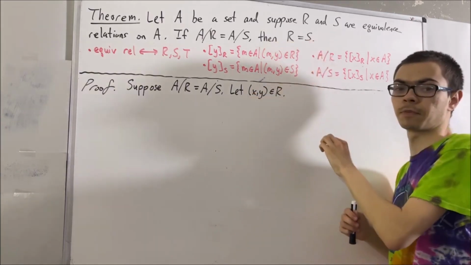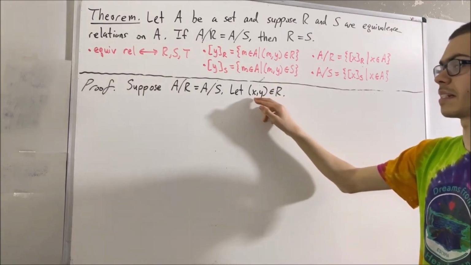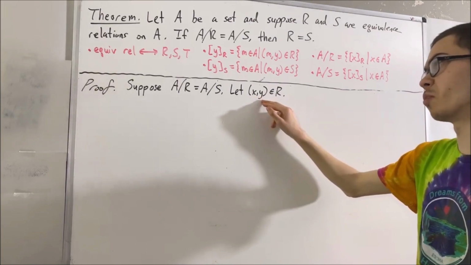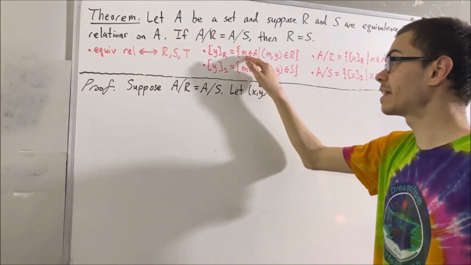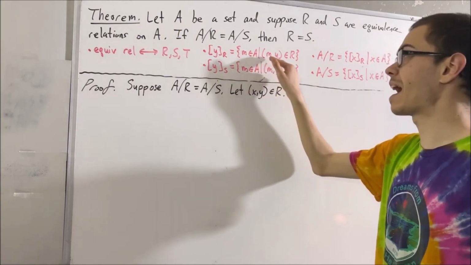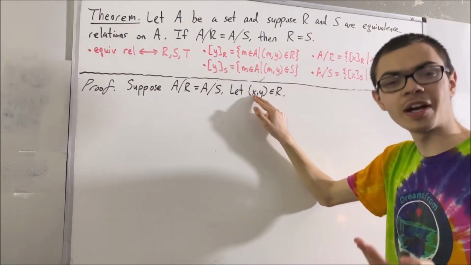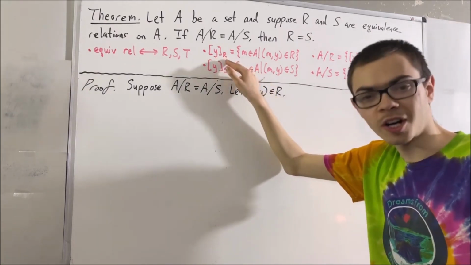Now, first, because x comma y is an element of R, clearly this means x and y are both elements of A. Right, so we have that x is an element of A and x comma y is an element of R. So x satisfies all the requirements to be an element of the equivalence class of y with respect to R.